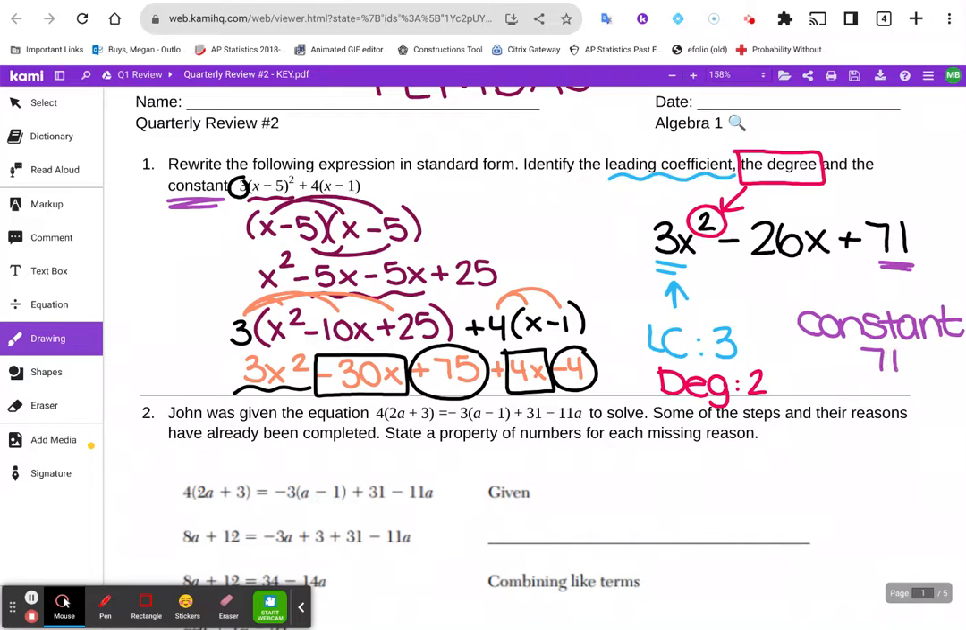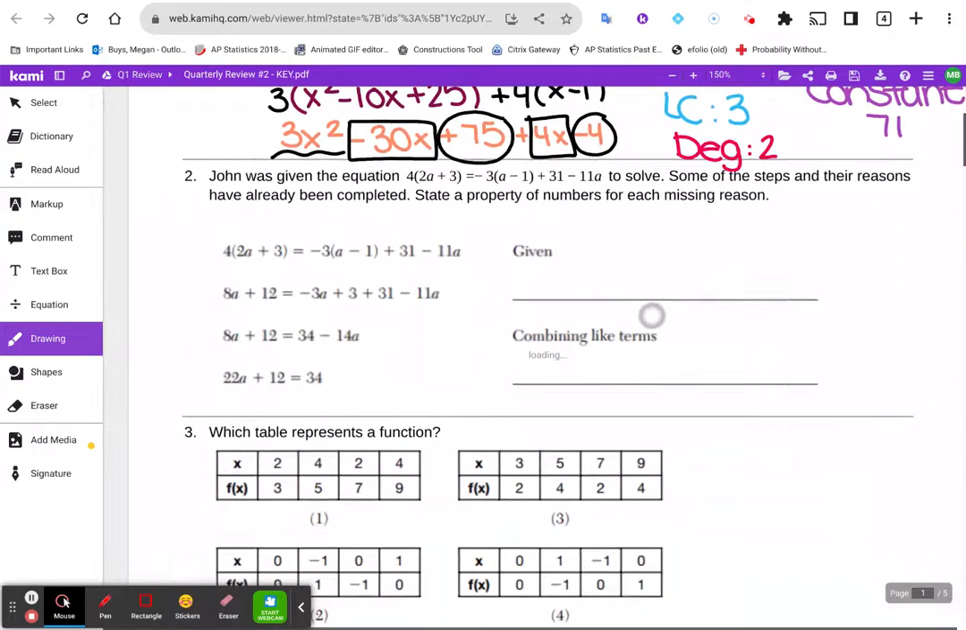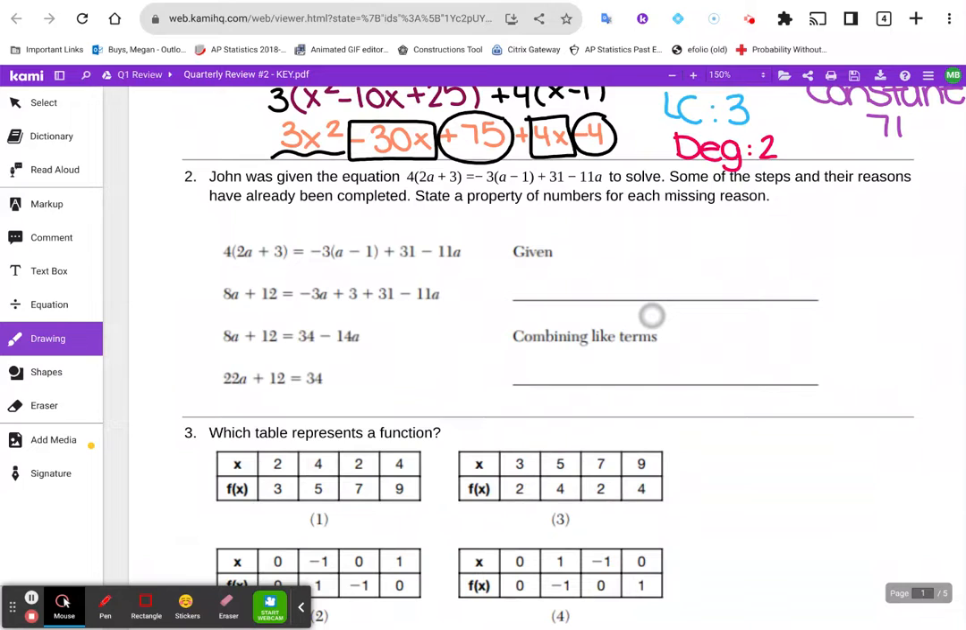That's from our first unit, and that's just knowing those vocab terms. So just recap those vocab terms as we go through. Additionally, number 2 is also from Unit 1, and it's just about our properties. So we have John, who was given the equation 4 times (2a + 3) equal to -3 times (a - 1) + 31 - 11a. Some of the steps are shown for us already, and with that, we're going to justify the reasonings why as we go through.